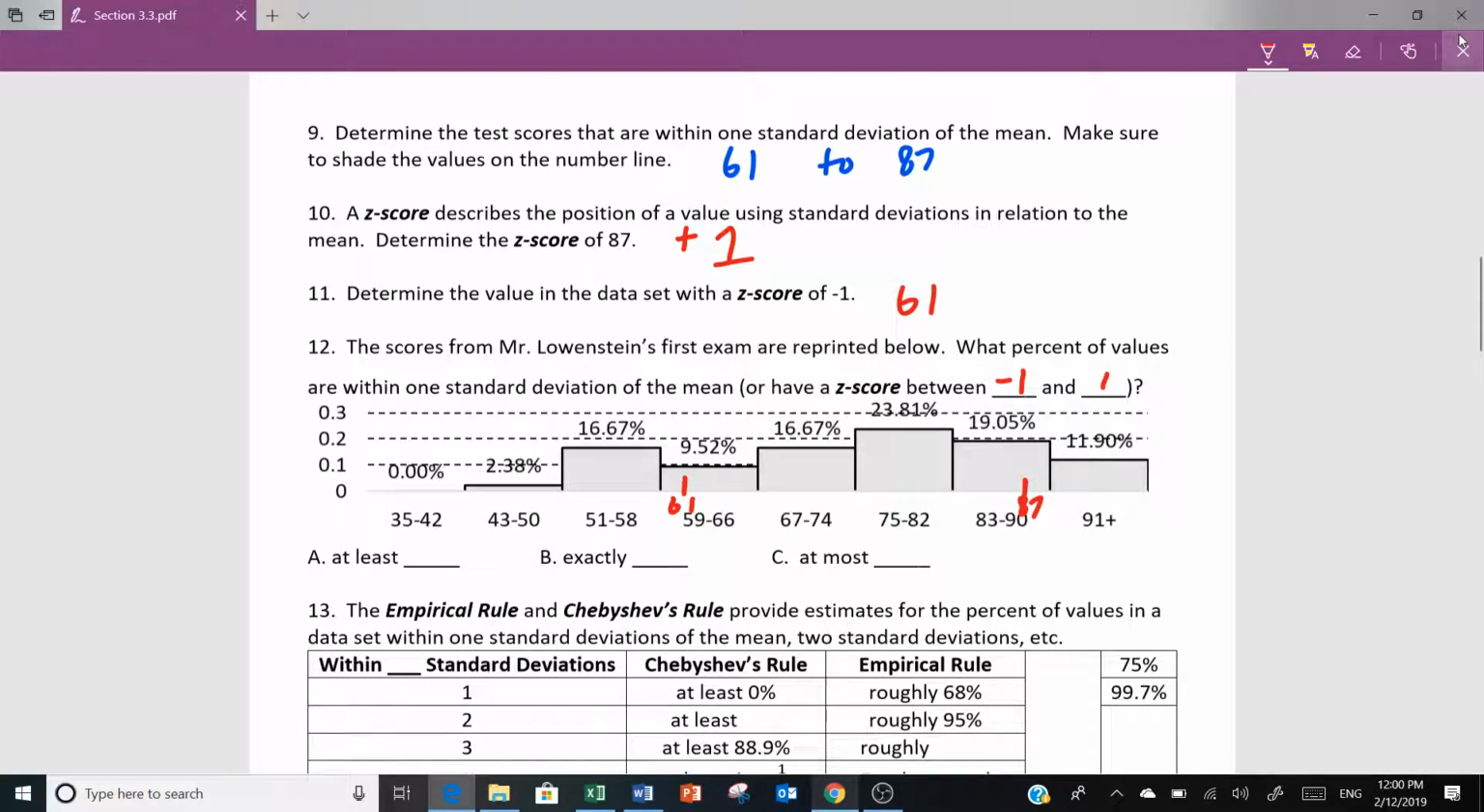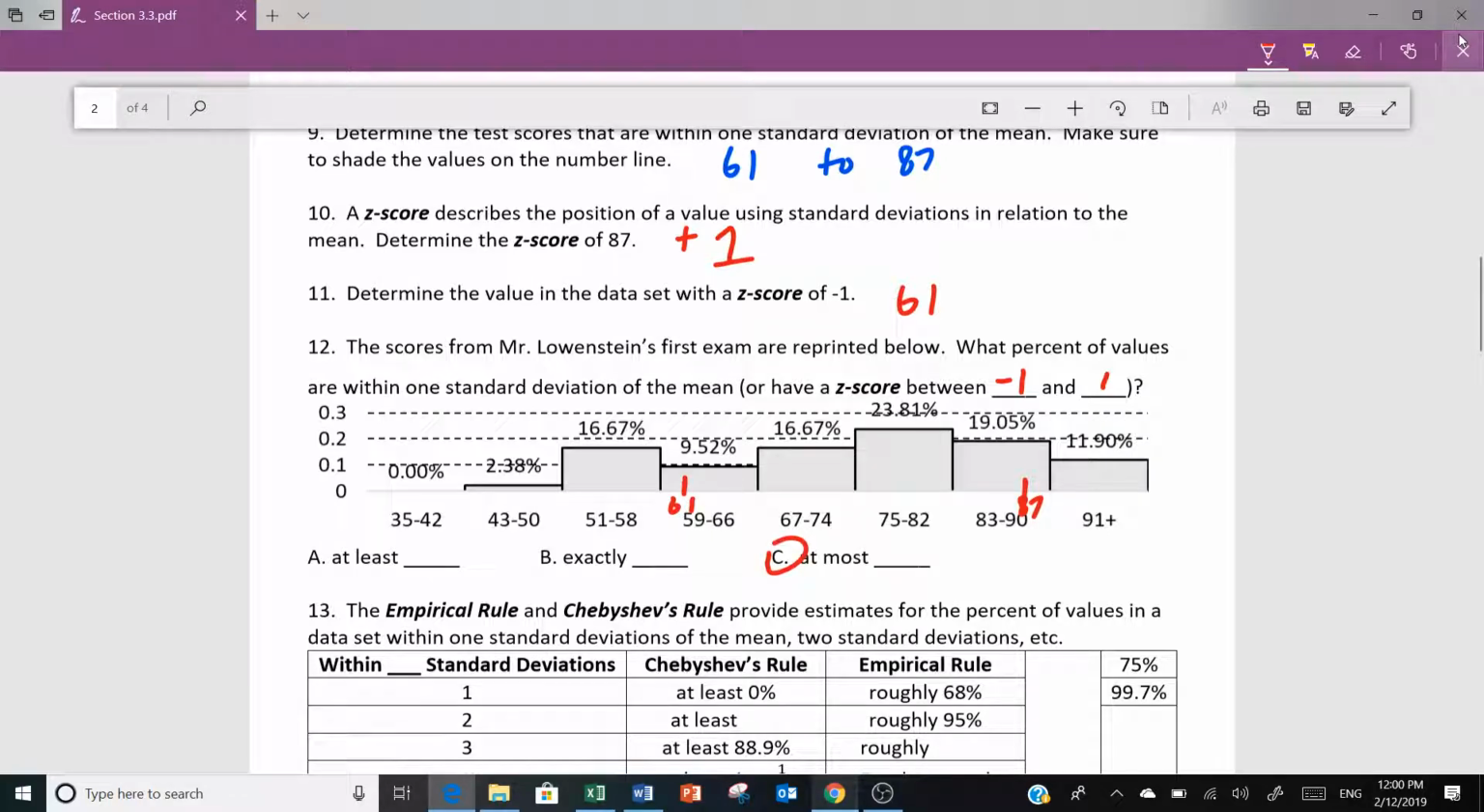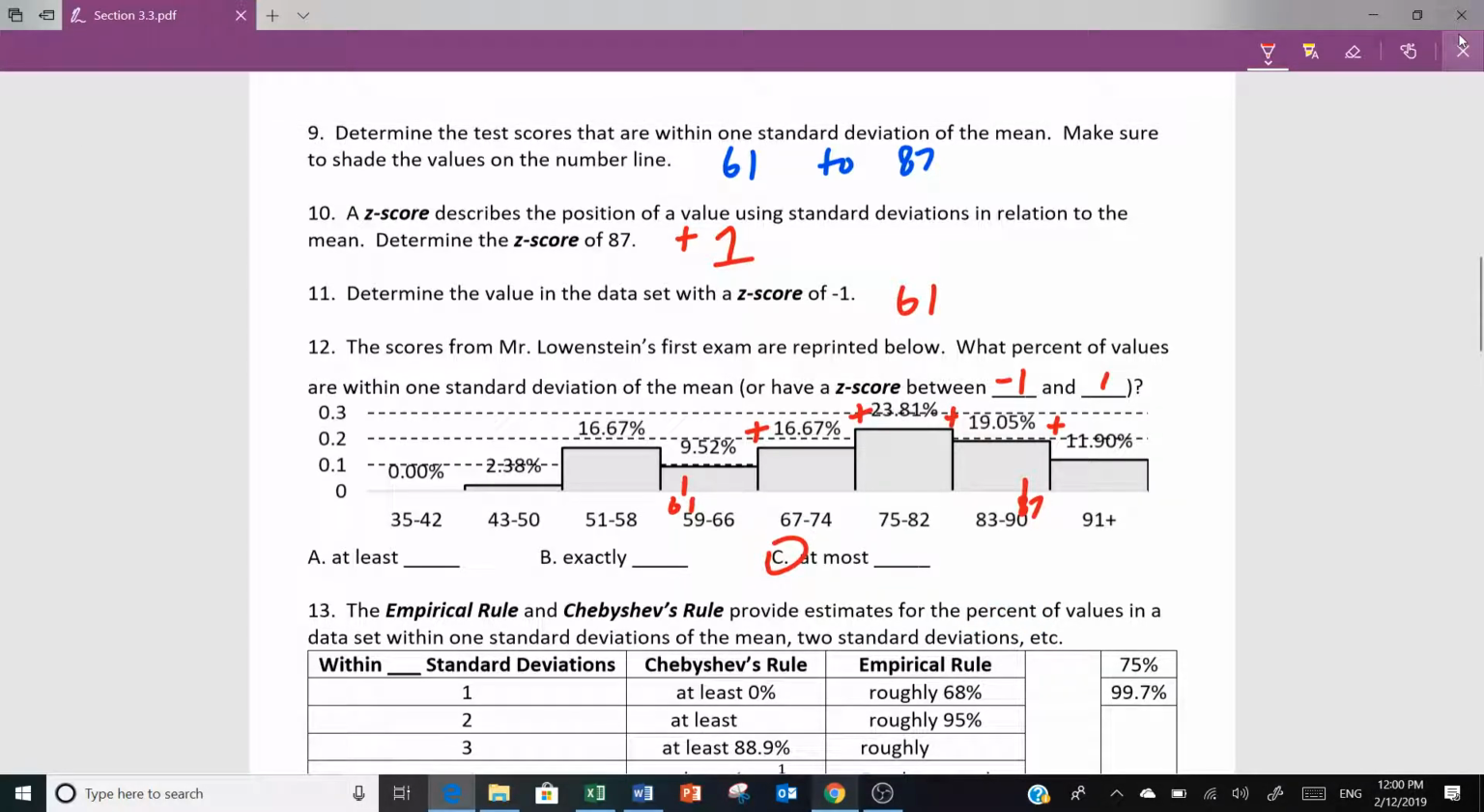So that gives us C, and then we simply add all of these values together. So the 9.54 plus the 16.67 plus 23.81 plus 19.05 plus 11.90, and I believe it's 69.05%. So we're getting a value that's over. It shouldn't be anything more than 69.05%. It should be smaller than 69.05% because we're chopping off this section and this section.